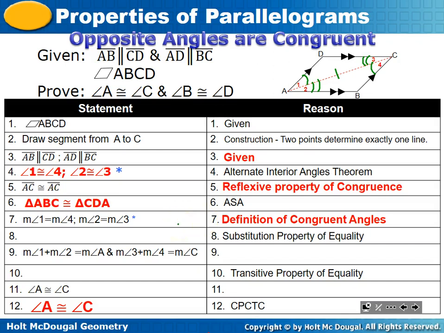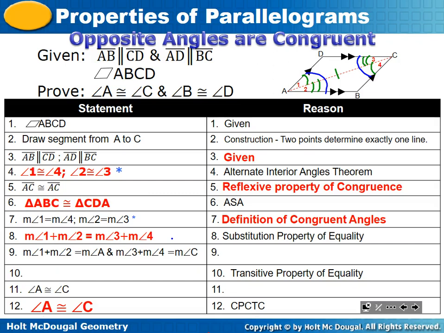So we're going to substitute in values. So I want to show you what this looks like here. On this one, we're going to say that the measure of angle 1 plus the measure of angle 2, that would be all of this right here, and the measure of angle 3 plus the measure of angle 4 are going to be equal to each other. And we know that because 1 and 4 are congruent and 2 and 3 are congruent.